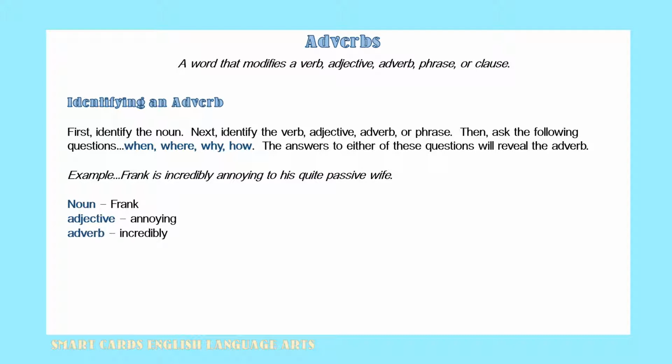Let's move on to the second noun in this sentence, wife. What kind of wife did Frank have? A passive wife. Passive describes wife, so that means passive is an adjective. How passive is she? Quite passive. Quite describes passive, which means quite is an adverb.